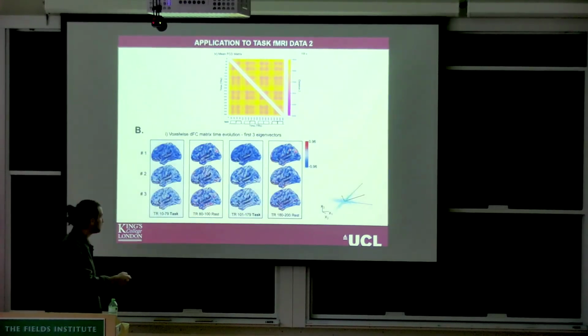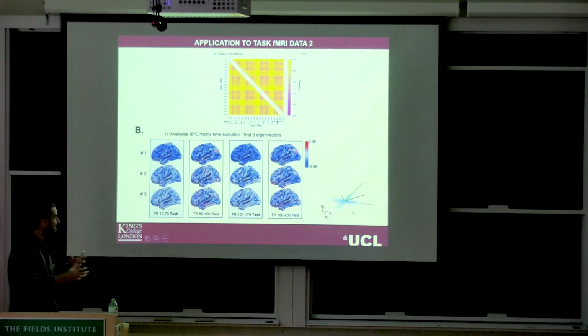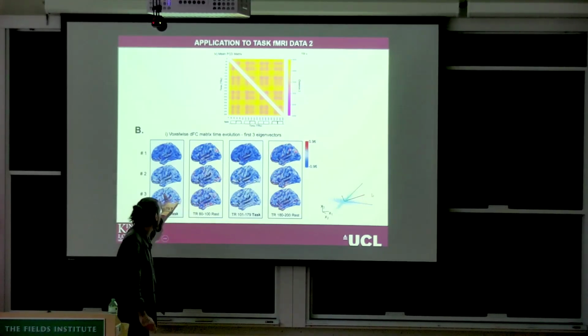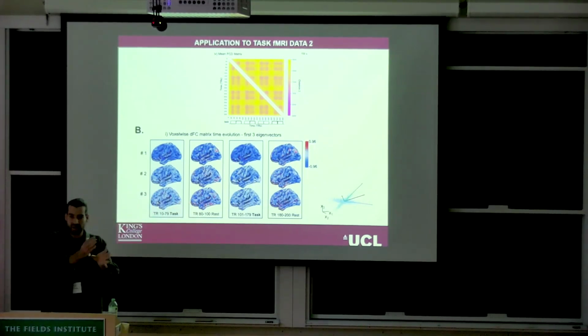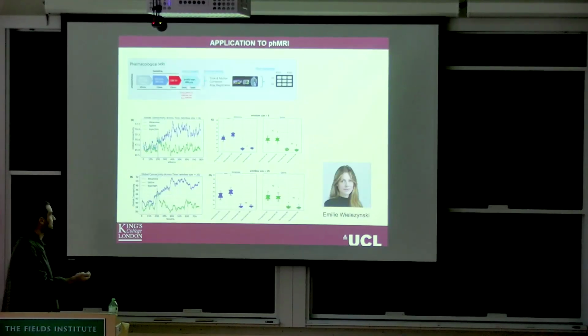Again, the point here is that we are studying these axes of variation and how they move in time. And indeed, you can see the axes of variation. This is the representation of the matrix through the main eigenvectors in task, rest, task, rest. And you can see here the implementation of this concept. You can see the switch between these two different spatiotemporal patterns of variation. Okay, so this was the first application.